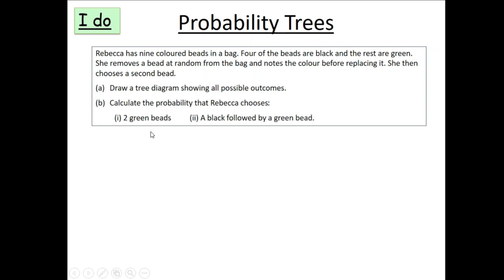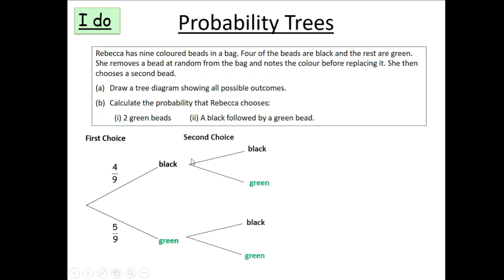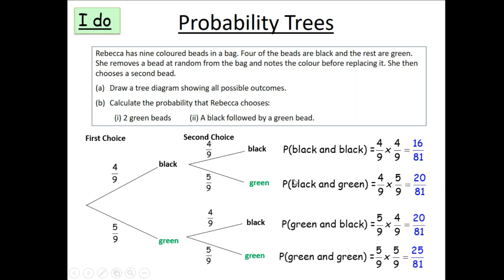Okay, the next part, it says calculate the probability that Rebecca chooses 2 green beads, and the second part of the question is a black bead followed by a green bead. If you have set up your tree diagram properly with all your outcomes, this should be easy. Okay, so now the first question says 2 green beads. All we need to look at is green, because that's where she's getting 2 green beads. So the answer for that one is 25 out of 81.